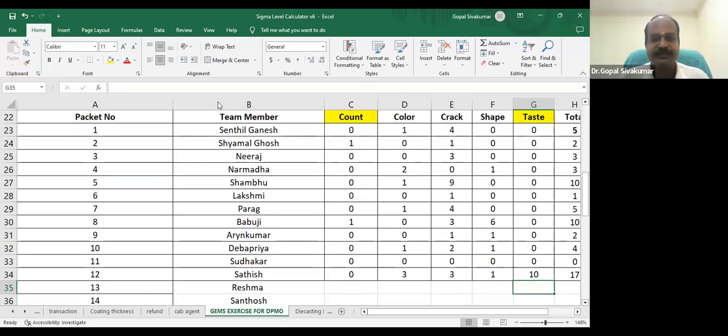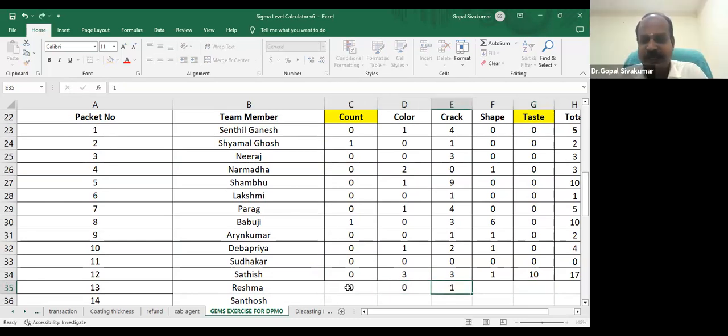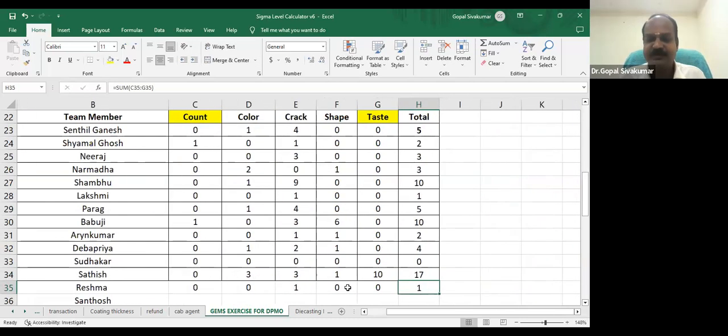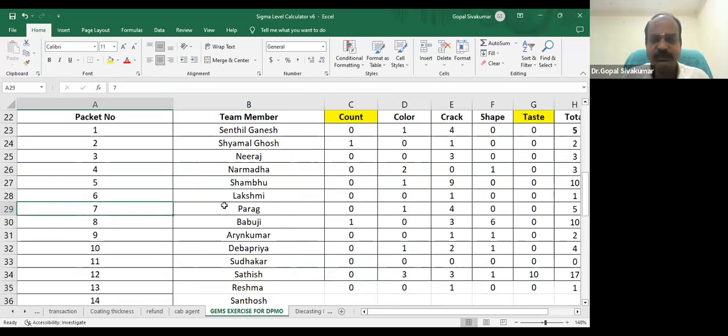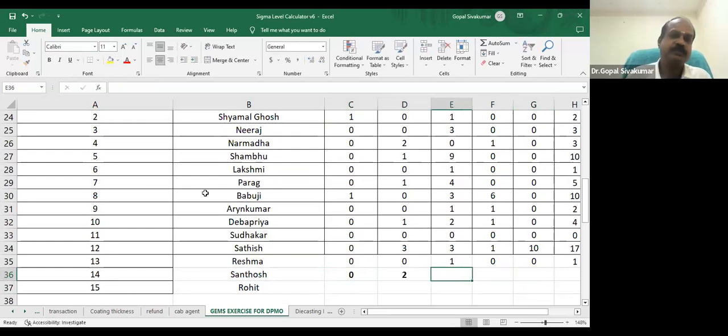Now, Reshma, 0, 0, 1, 0, 0. Very good. Then we need to go with Santosh. 0, 2, 0, 2, 2, 2, 0, 0.